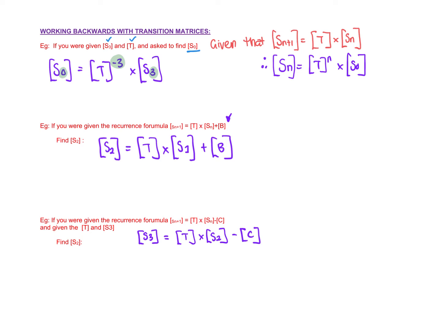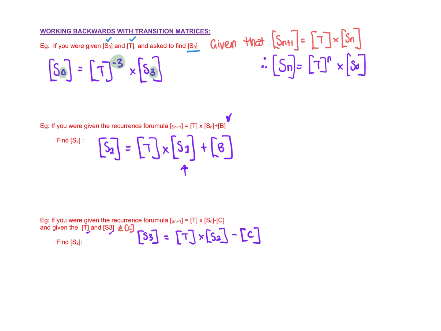So first of all, they're just asking us to find S2. The way we'd find S2 is you use the one before, and we plus it. But if we want to go backwards, so say we were given T, we were given S3, and I'm going to say we're also given C. Sorry, I probably missed that out. And you were given matrix C.